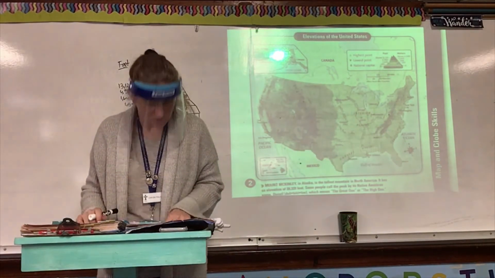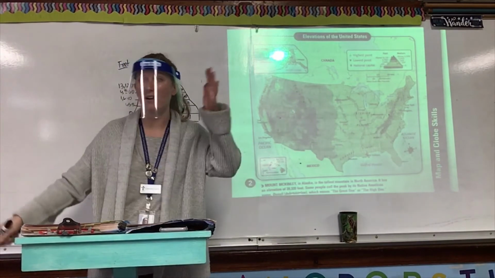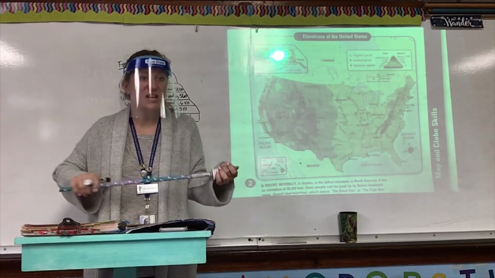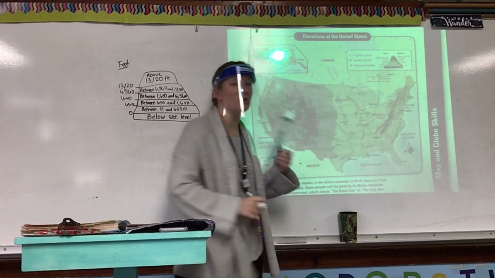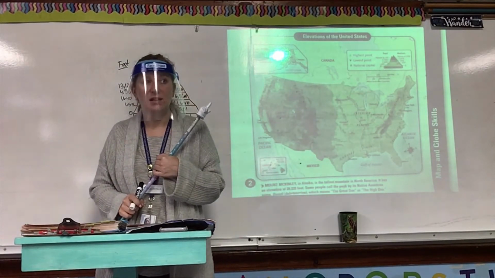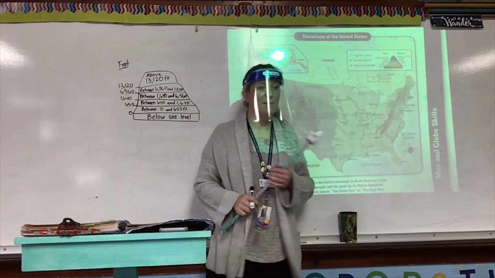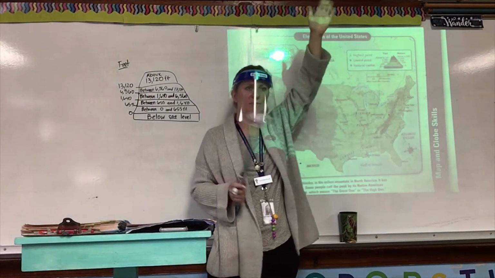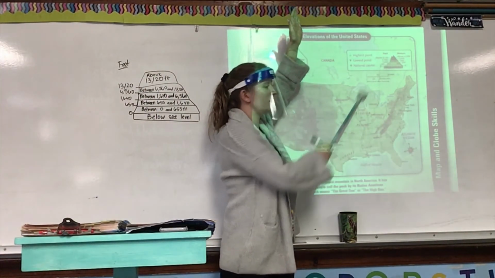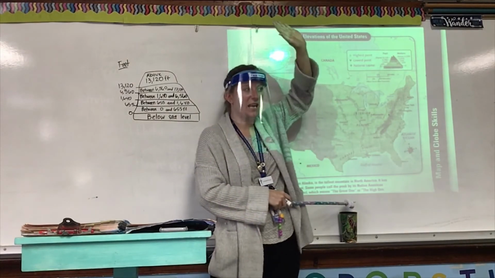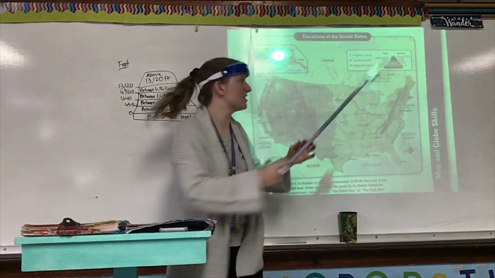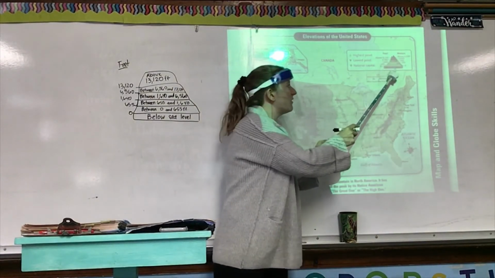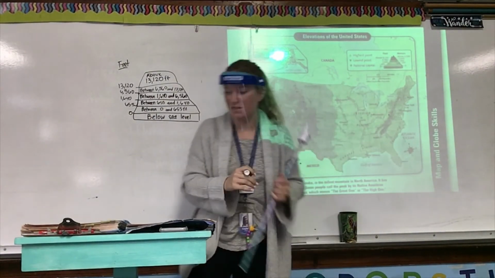Very good. So does everybody understand how to compare the elevations of places? Look at the color. Is the color of one place higher or lower than the other? If the color is higher on our key, is the land higher or lower? Michaela? Higher. Good. Because our key kind of looks like a mountain. So we know the higher up the color, the higher up the land.